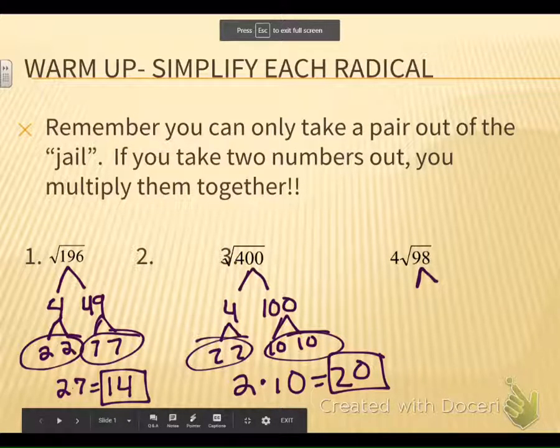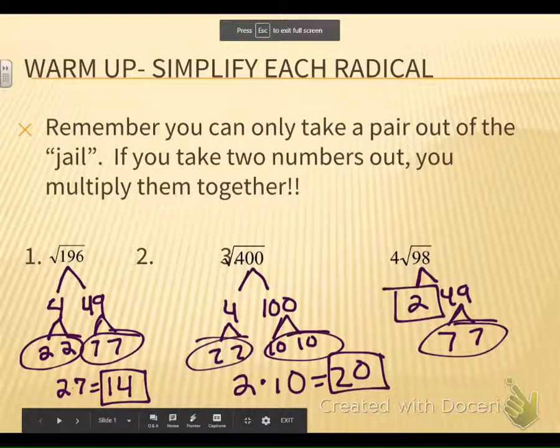Alright, 98. That is not a perfect square. Let's do 2 and 49. 49 is a perfect square. 7 and 7. Our pair goes outside the radical. Inside is what's left over.